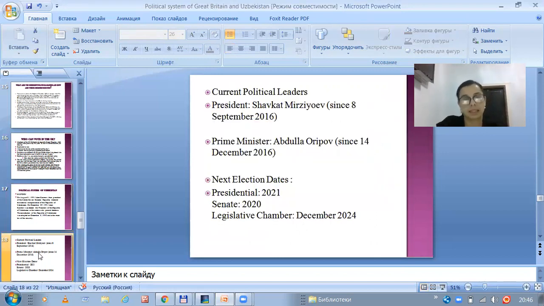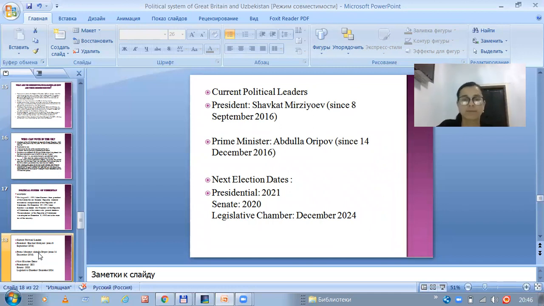So, current political leaders. After the death of the first president of Uzbekistan, Islam Karimov, in 2016, from a sudden disease, Uzbekistan has been run by the second president, Shavkat Mirziyoyev. He won the election that was held in 2016, and he has been president since 8 December 2016. Prime Minister Abdulla Aripov has been doing his formal job since 14th of December 2016.